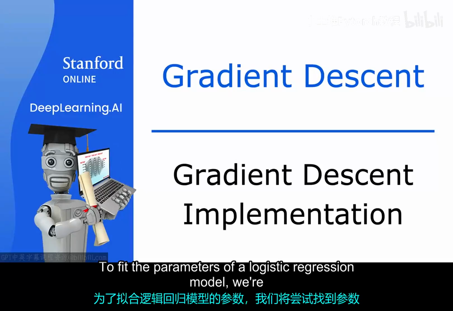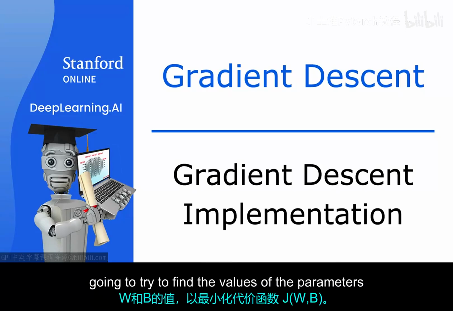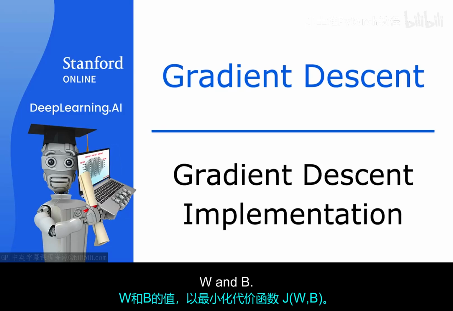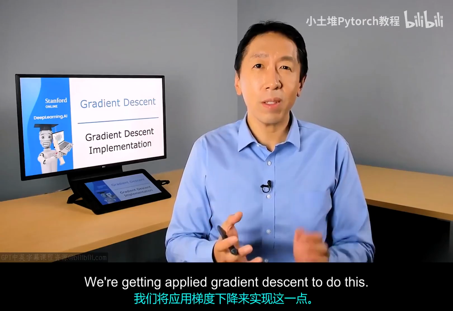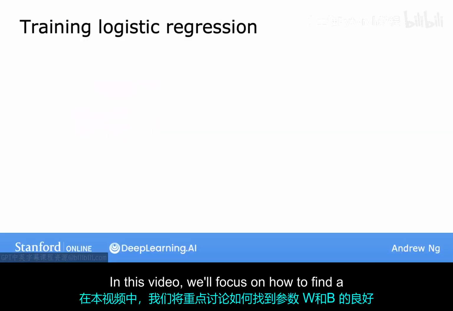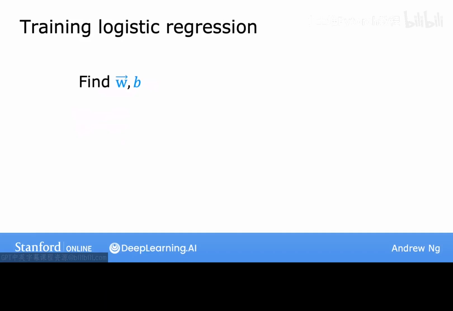To fit the parameters of a logistic regression model, we're going to try to find the values of the parameters w and b that minimize the cost function J of w and b. And we're going to apply gradient descent to do this. Let's take a look at how. In this video, we'll focus on how to find a good choice of the parameters w and b.